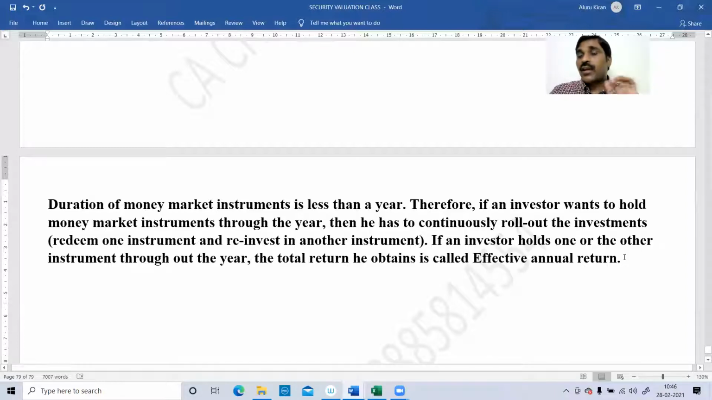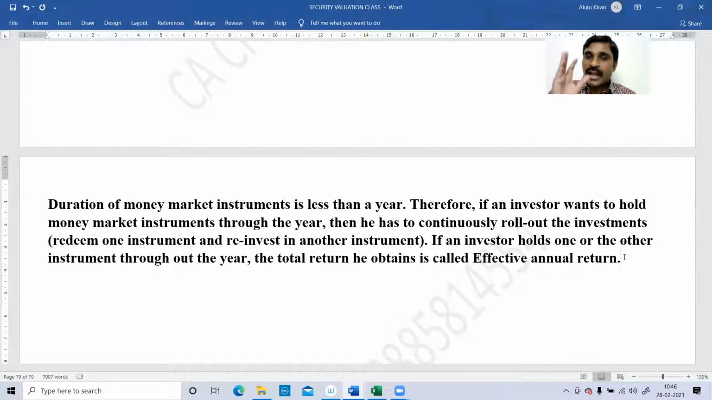It is not the bond yield or the discounted yield. Those are only for the purpose of comparison, where you are converting into a per annum basis. It is not the total return we get. It's a reference figure, that's it. It is not the actual return earned by the investor. The actual return earned by the investor is this effective annual return.